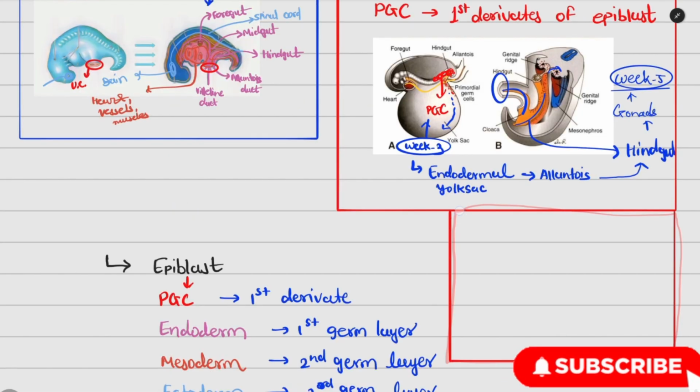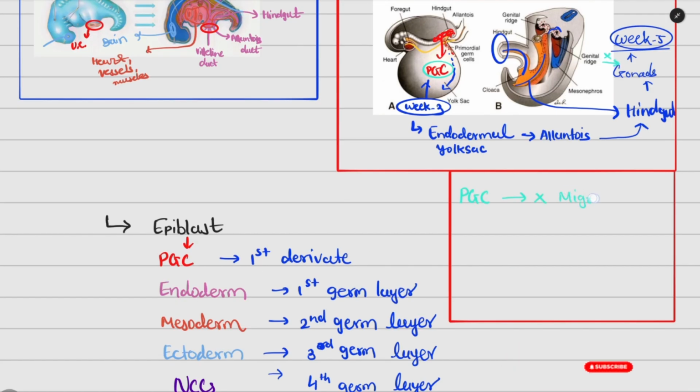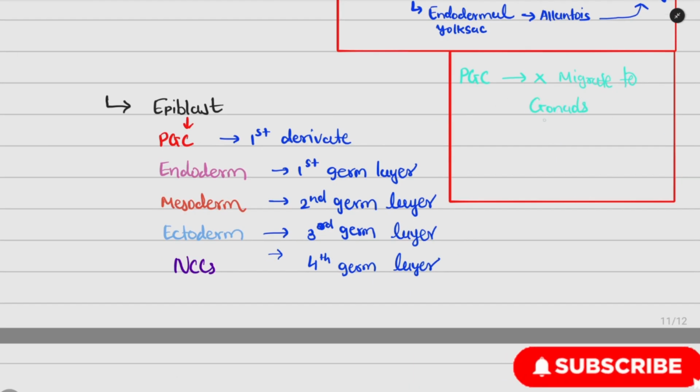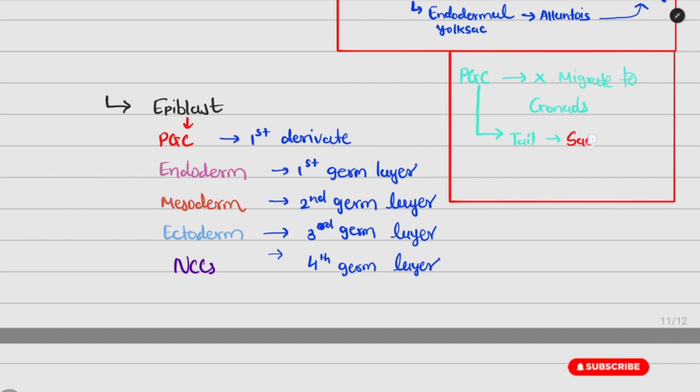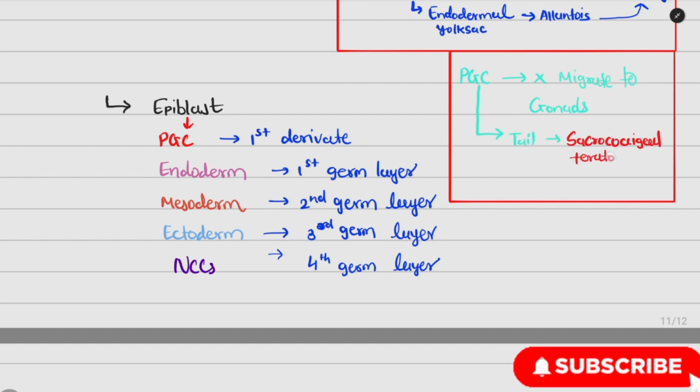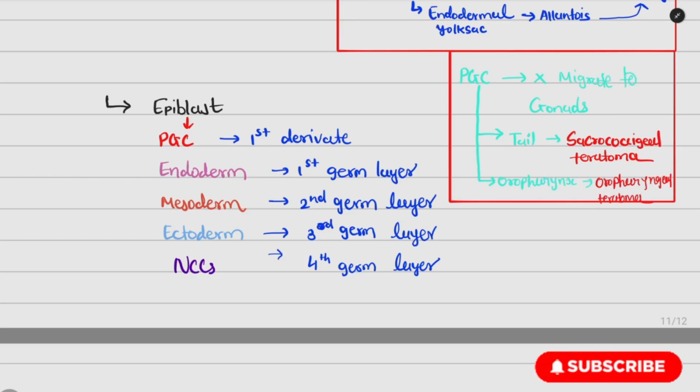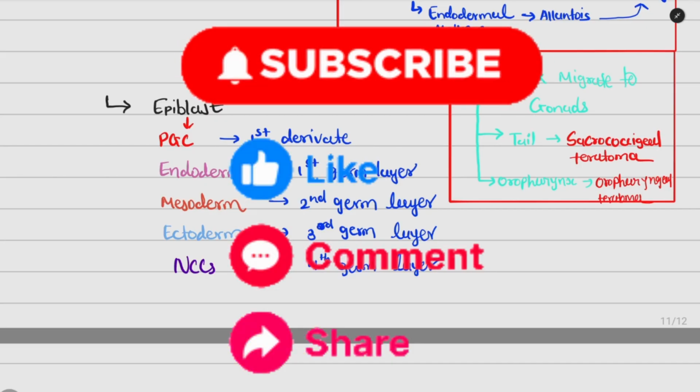Let me tell you one thing about primordial germ cells. If they do not migrate to the gonads but instead go to the tail of the embryo, it will cause sacrococcygeal teratoma. And if they go to the oropharynx, it will cause oropharyngeal teratoma. I hope you all understand week 3 properly.